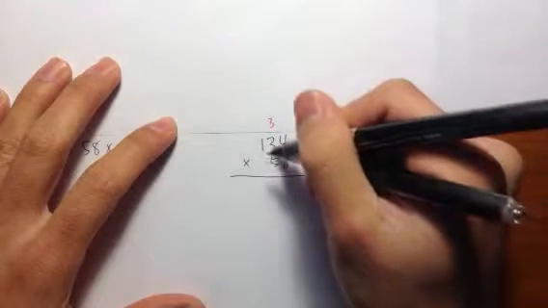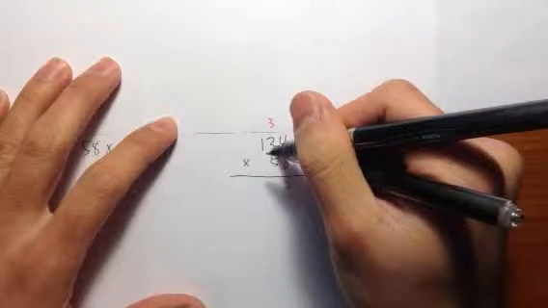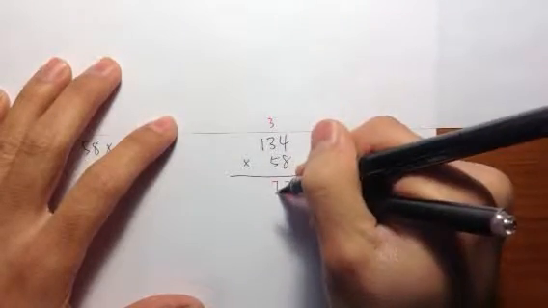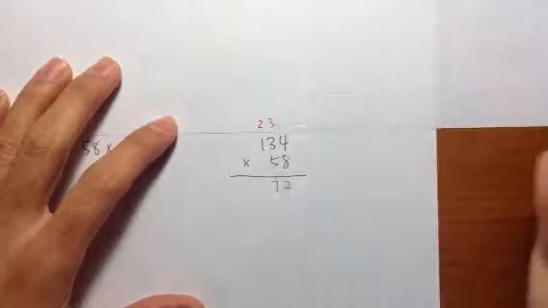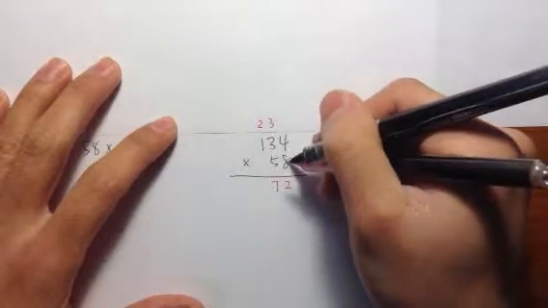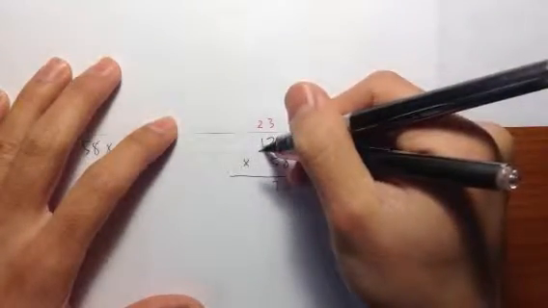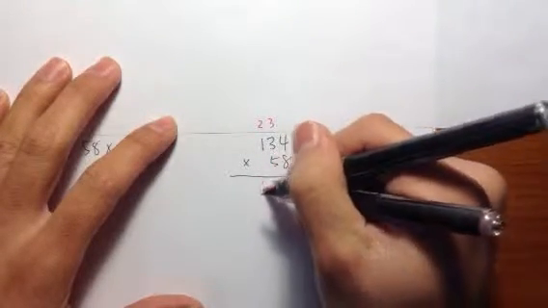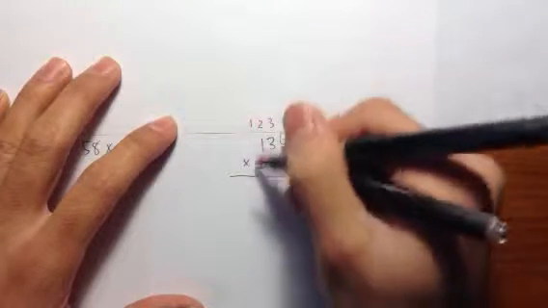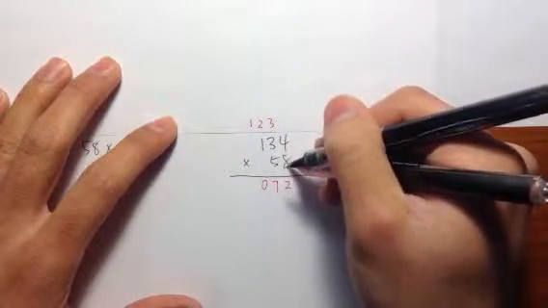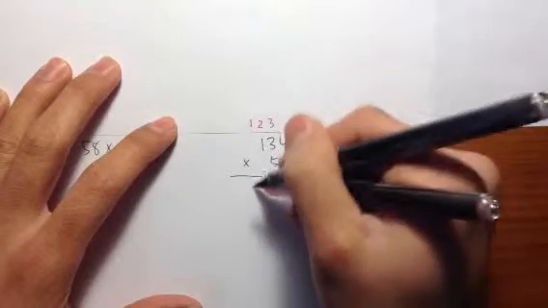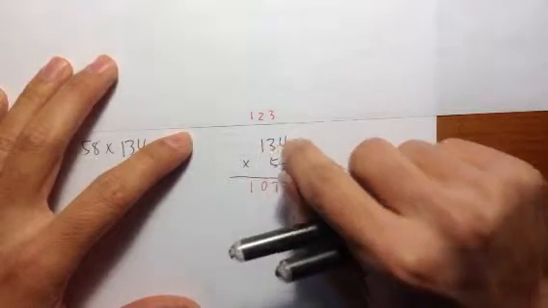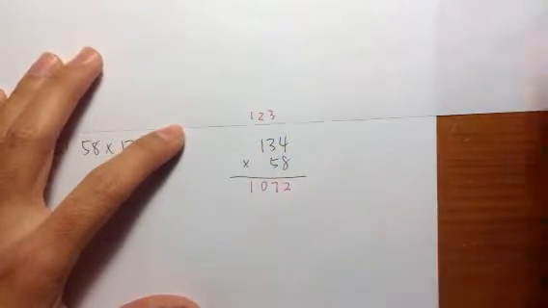And then 8 times 3 is 24. 24 plus 3 is 27. So now write down the 7 and carry over the 2. One more. We need to do 8 times 1, which is 8. 8 plus the 2 is 10. So you write down the 0 with the 1 carry over. And that's it, right? There's nothing here, so you can just bring down the 1 right here. So 8 times 134, you get 1072.